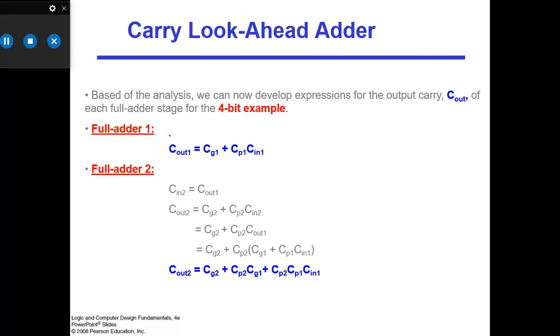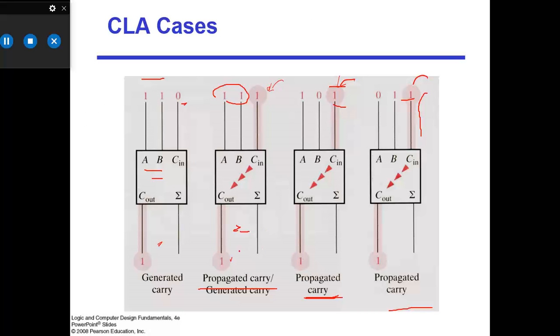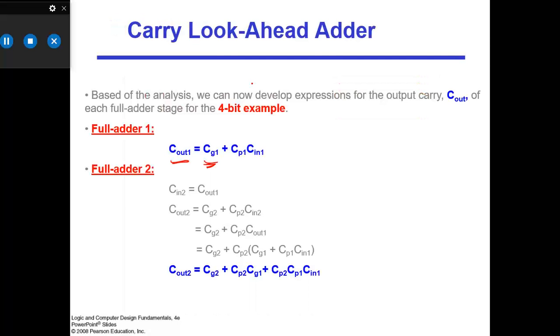So based on the analysis, we can now develop an expression for the output carry, C out, for each full adder stage in the 4-bit example. So carry out is composed of two things: carry generated, CG, OR C in into CP. So this is a general equation for the carry. These are the two possibilities for the carry.